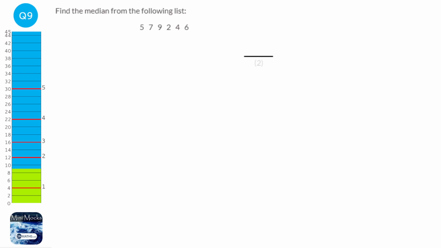Median just means middle, but it's the middle of the ordered list. So the first thing we need to do is put these numbers in order. So we're going to have 2, 4, 5, 6, 7, and 9. And to find the middle, what we do is we cross off the smallest and the largest, and we put our pen away. Then we do the same thing again, smallest, largest, pen away.